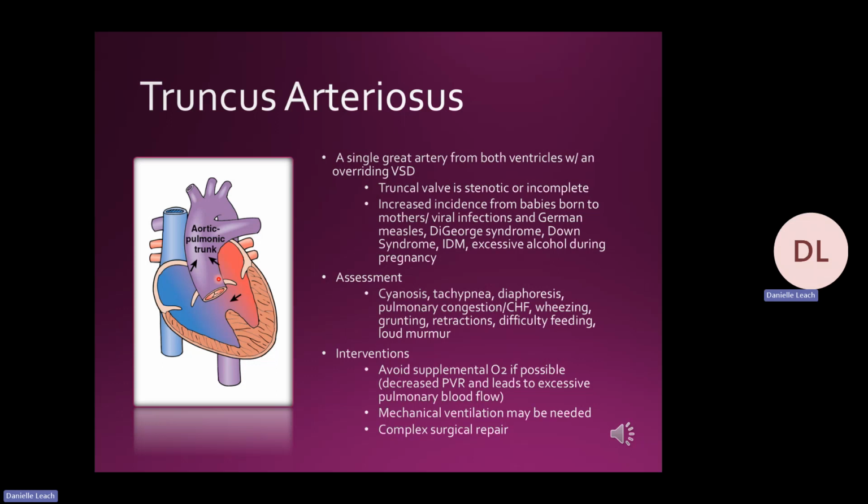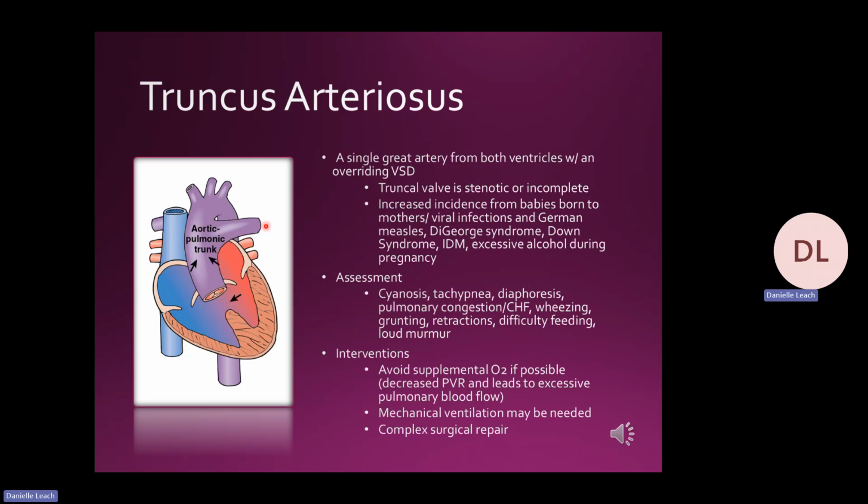So assessment-wise, since basically we have mixed blood going to the body, the baby is going to present with cyanosis and tachypnea. They could be sweaty. They could have pulmonary congestion from excessive blood flow going to the lungs. So congestive heart failure type symptoms, wheezing, grunting, retractions, difficulty feeding, and a loud murmur.